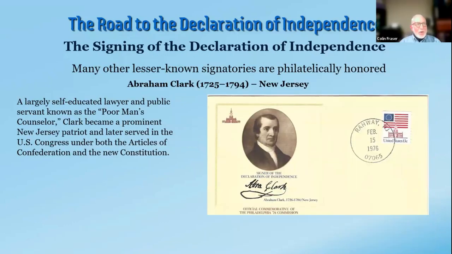There were a lot of lesser known signatories that have been philatelically honored. Here we have Abraham Clark from New Jersey, largely a self-educated attorney and a public servant, known as the poor man's counselor. He was a prominent patriot in New Jersey, and he served in Congress under both the Articles of Confederation and then under the new Constitution once it was signed. This was uncommon.